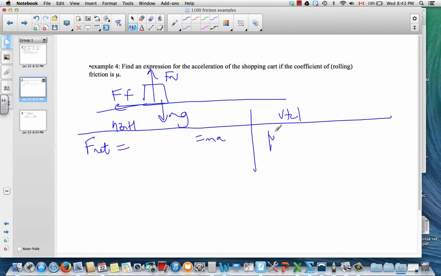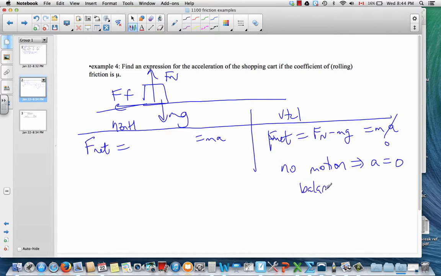Now up and down, there's two forces. There is the normal force and the weight. But because it doesn't move, there's no motion up and down. No motion tells us constant speed, tells us zero acceleration. And no acceleration means zero net force, means those two forces, the normal force and the weight, have to be balanced with each other. Or another way to put it, normal force minus weight equals zero. So we have balanced vertical forces in the y direction. The normal force just equals the weight.